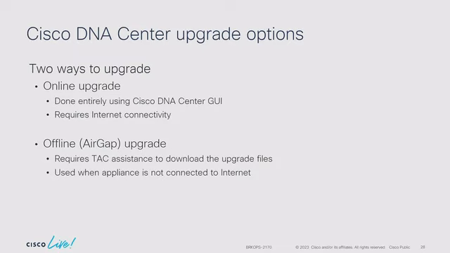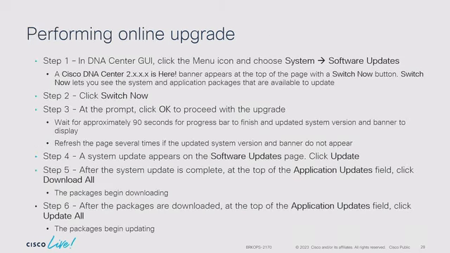So the first one is done entirely on the DNA center GUI, except for the checks and the Aura and stuff like this. And it requires internet connectivity. The second one requires TAC assistance to download the files, right? To get the resources, you will need TAC assistance. And by the way, it has some common steps that you will need to do anyway, like the steps of the upgrade itself, which are very similar to each other. It's just, how do we find the upgrade resources, the files itself? Clear? Okay.